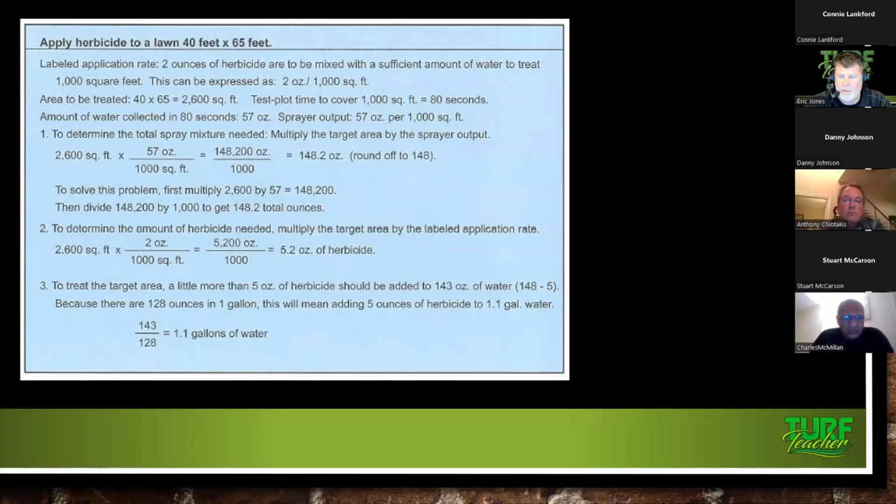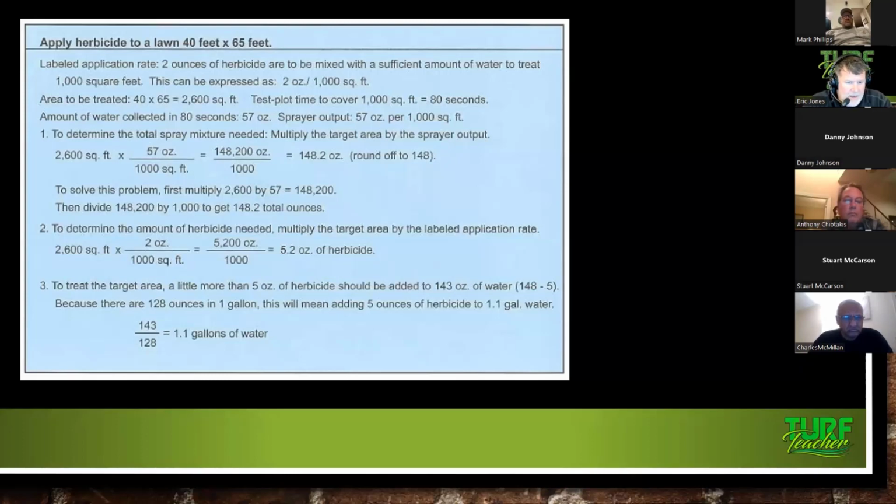Why do we not round up to 149? Listen, what are we doing? We're rounding up. We're applying too much. We're using more than needed, which is illegal, and we're wasting money. And it's going to be hard to find 0.2 ounces in our cups, our tip and pours.